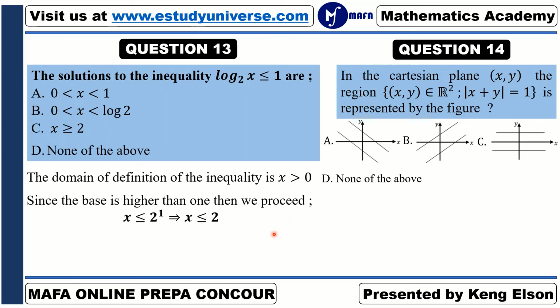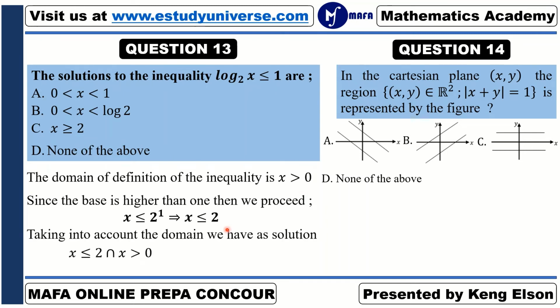So we now need to intersect the solution with the domain of definition. So we always intersect with conditions. So the condition for this inequality to be defined is that x must be positive. So we are now doing what? We are now intersecting x less than or equal to 2 with x greater than 0. That is going to give us x between 0 and 2. Okay, if you go to the number line and intersect, you are greater than 0 and you are less than 2, and you can be equal to 2 as well. So it means that you are between 0 and 2. So option D is correct, none of the above.